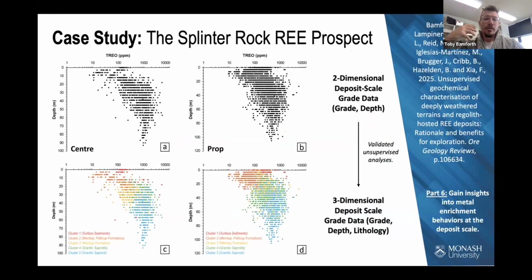So by doing this method, you're basically taking two-dimensional data. You can plot, for example, your rare earth grade against depth in the black plots in the top. And sure, you can see general trends, but it's hard to really determine how they relate to rock type, where you should be exploring, what sort of rocks you're looking at. It transforms that, by performing these analyses, into three-dimensional data where you actually have an understanding of what rocks you're looking at. And again, this is done very, very quickly.